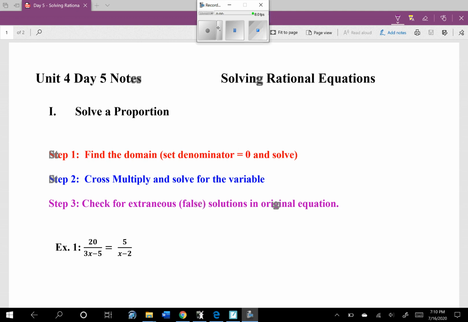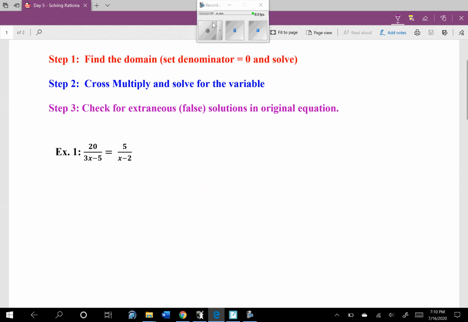Solving rational equations. First, we're going to talk about solving a proportion. So step 1, find the domain, set the denominator equal to 0 and solve. Step 2, cross multiply and solve for the variable. And step 3, we want to check for extraneous, which means false solutions in the original equation.